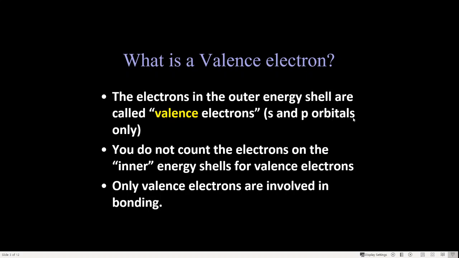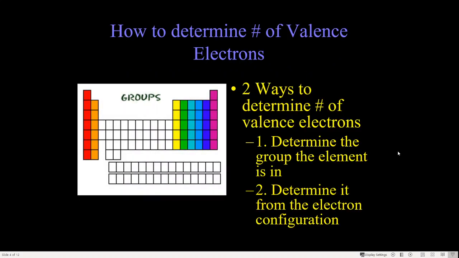and the S and P orbitals are the only ones that hold them. They're those outer, highest energy level ones. And you do not count the electrons on the inner energy shells for valence electrons. So those inner circles do not count. We're just talking about that outside circle from the Bohr models. And only valence electrons are involved in bonding. There are two different ways to determine the number of valence electrons, and I'll go over both of them here.